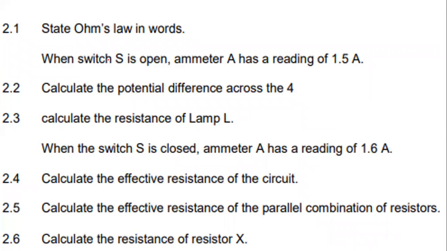Then they tell us when the switch S is open. So now we are dealing with the switch being open. Ammeter A has a reading of 1.5 amperes. Now, some of the learners would be surprised what we mean when we say ammeter A has a reading of 1.5 amperes when a switch is open, because we sometimes just think when the switch is open, automatically there is no current that is flowing.